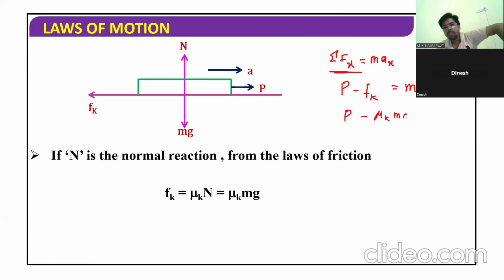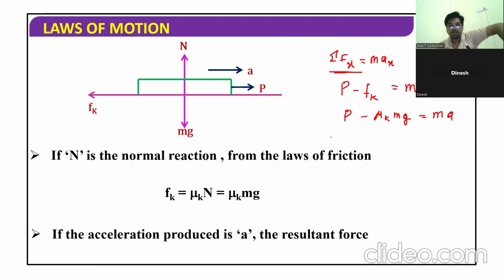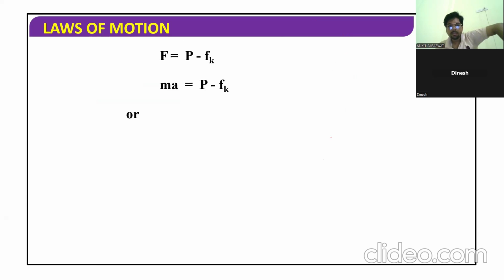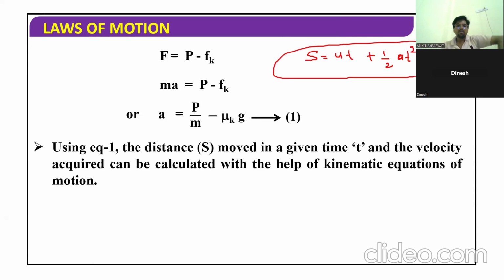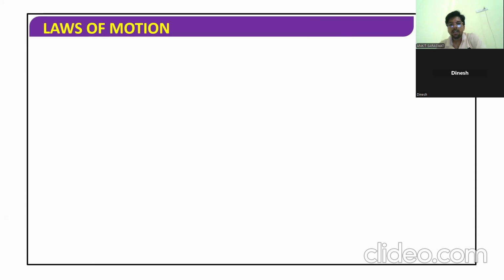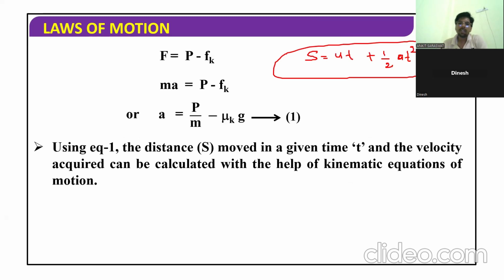Fk will be mu k mg, so you got the acceleration. We can find the distance. How will you find the distance? s is equal to ut plus half at square. So using equation 1, the distance moved in some time t can be found, and the velocity can be calculated with the help of the kinematic equation. Clear?